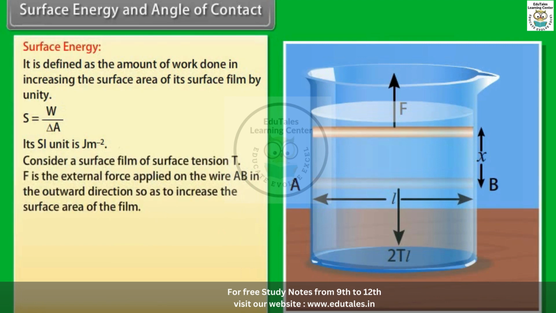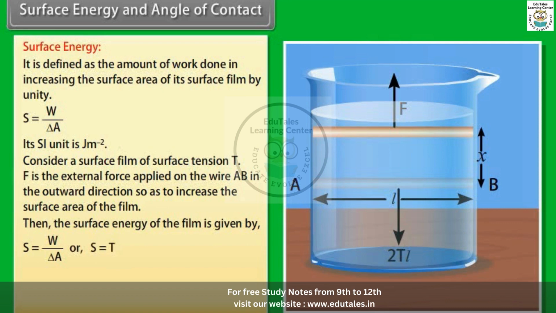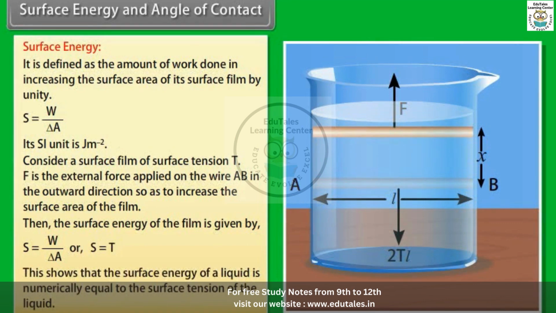Consider a surface film of surface tension T. F is the external force applied on the wire AB in the outward direction so as to increase the surface area of the film. Then, the surface energy of the film is given by: we know that S is equal to W upon delta A. This gives the result S is equal to T. This shows that the surface energy of a liquid is numerically equal to the surface tension of the liquid.